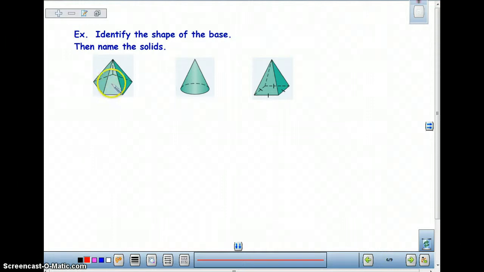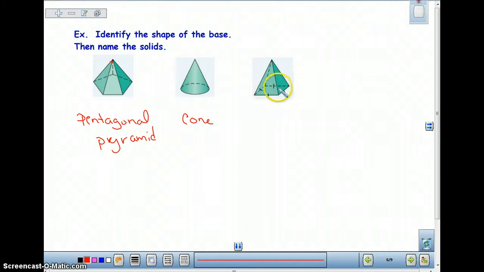Okay, so if we look at this shape right here, we've got to count the sides of the base, which is 5, and then it comes up into a point. Therefore, it's going to be a pentagonal pyramid. Okay, if we check out that other page that you just took notes on, this one is going to be a cone. And here, this is showing that all 4 sides are equal, so we have a square pyramid.